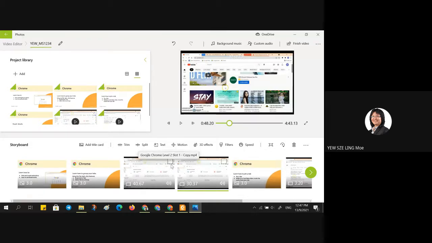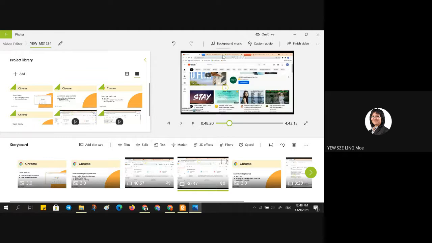Now I want to remind you one thing. Don't add any effect to your video. Don't give me all those fancy effects. That is not needed. Even if you put effects, no extra marks will be given. Tak ada markah yang diberi kepada effect.